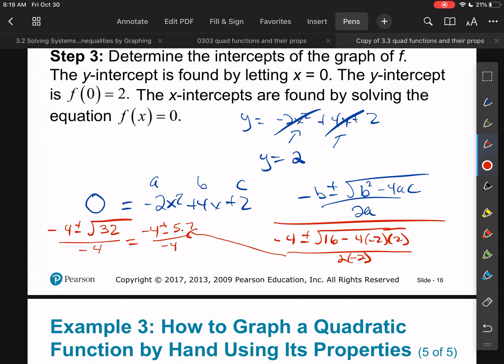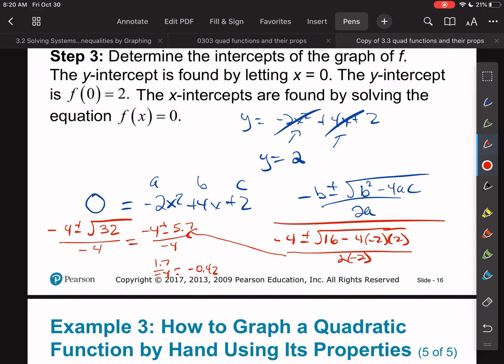Okay, so if I do negative 4 plus 5.7, if I add that to negative 4, I get 1.7, so it would be 1.7 over negative 4. And then for my other one, I'm going to plug it in here, and by the way, this is approximately divided by 4, negative 0.42.